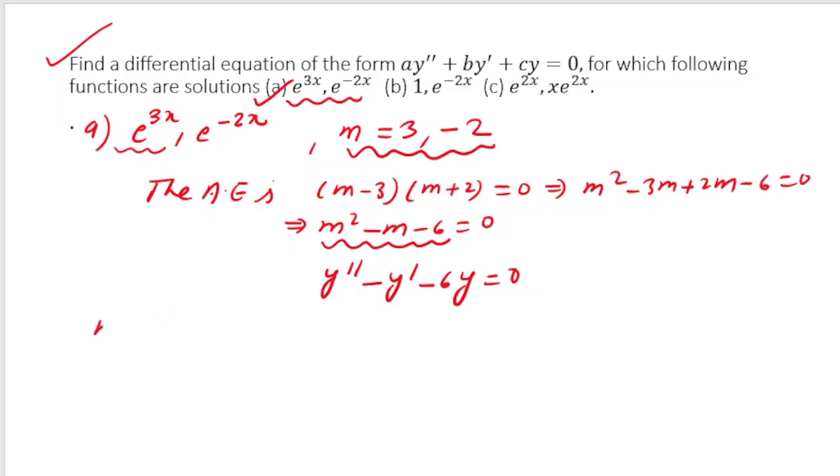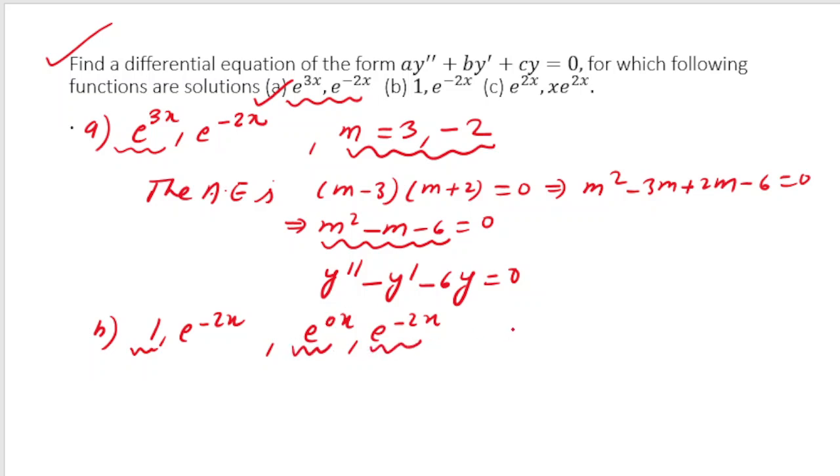If I look at the second problem, the solutions are 1 and e to the power minus 2x. So can you pause the video and tell me what the roots will be? If you are getting 1 as the solution, basically 1 can be seen as e to the power 0x, right? And the other solution is e to the power minus 2x. So the solution should be e to the power 0x and then e to the power minus 2x. So it means what?